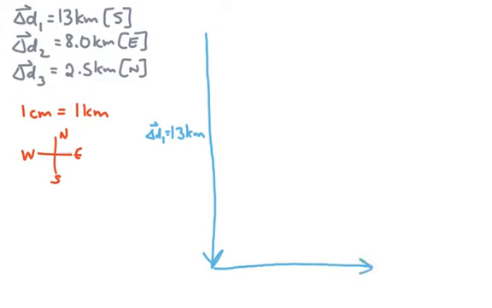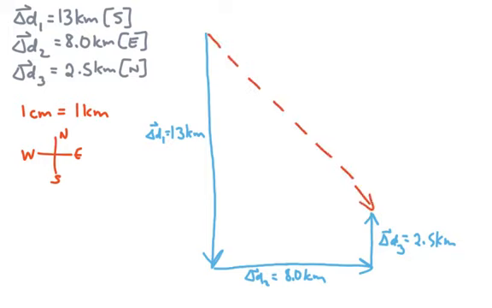That's better. Delta d2, 8.0 kilometers. And then we're going to go north for 2.5. That's probably the best one of them all. 2.5. All right. And then, again, my resultant displacement is from where I start to where I end. So I'm going in this direction, and I want to know where it's being aimed.